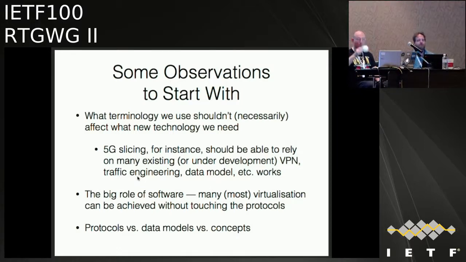The first observation is that the terminology is really important, but it shouldn't necessarily drive the innovation of new technical means. As noted, 5G slicing should be able to rely on many existing technologies, or technologies that are currently under development, in the VPN space, traffic engineering, data models, quality of service, and so on.